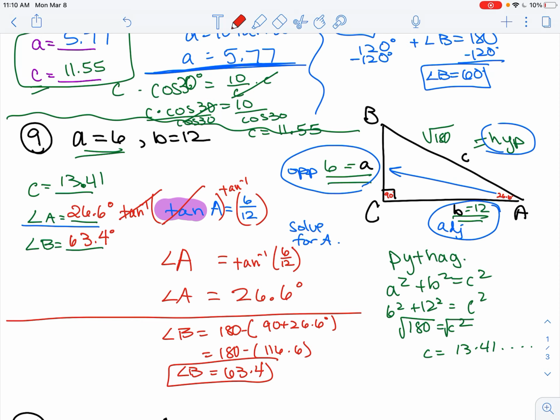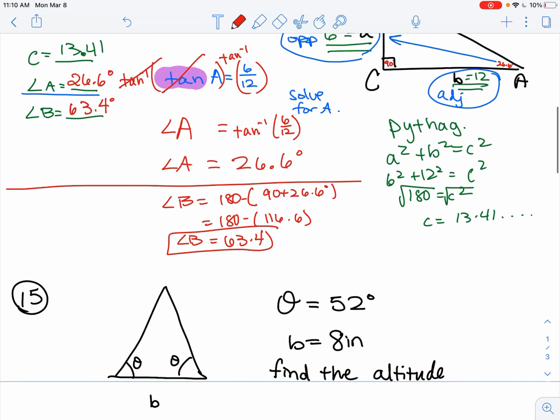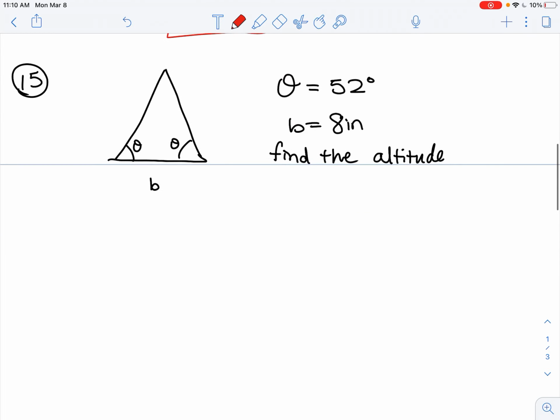You're going to go ahead and do number 11 in your homework. And then the next one we're going to do together is number 15 from your homework so that you can do the rest on your own. So we're given this figure. It's an isosceles triangle. Both of these base angles are congruent, and they're giving you this base of 8. So they're telling us that theta is 52 degrees. So this is 52, and this is 52, and this is 8.